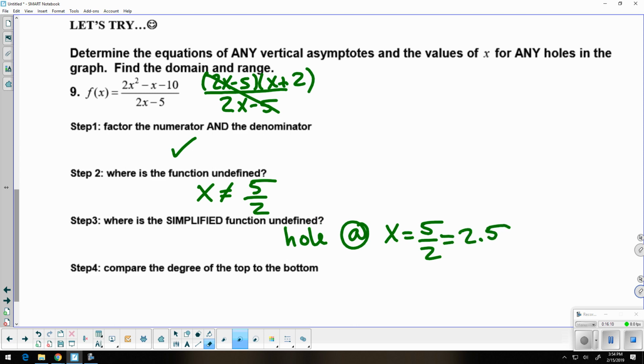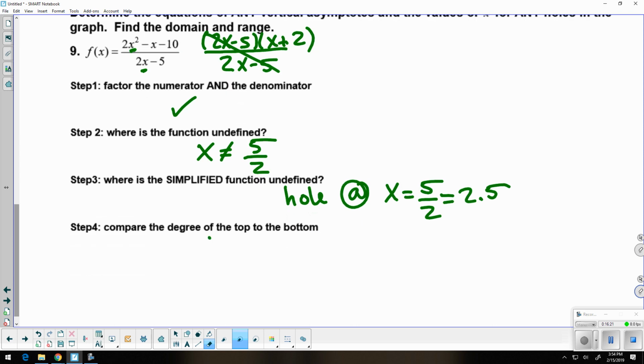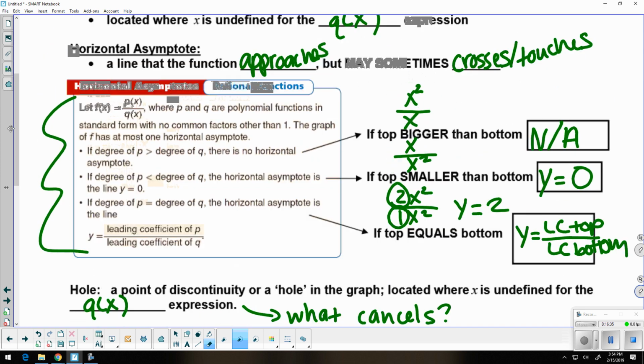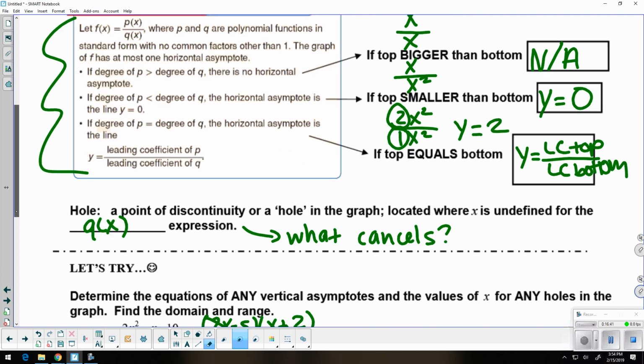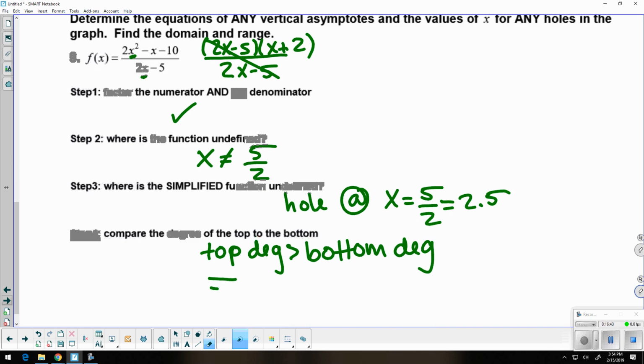Same idea. It says compare the degree of the top to the bottom, so we're talking about the original. Comparing these two degrees, the degree on top is bigger, since it's 2. Top degree is greater than bottom degree. So what does that mean? Let's go back up here. For the very first one, if top is bigger than bottom, then you do not have a horizontal asymptote. So comparing my two degrees, this implies that there's no horizontal asymptote. That's usually how I abbreviate it, HA.